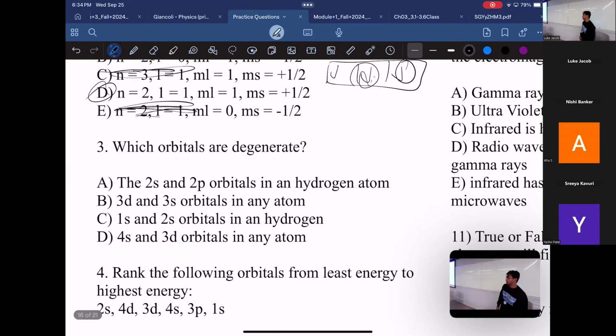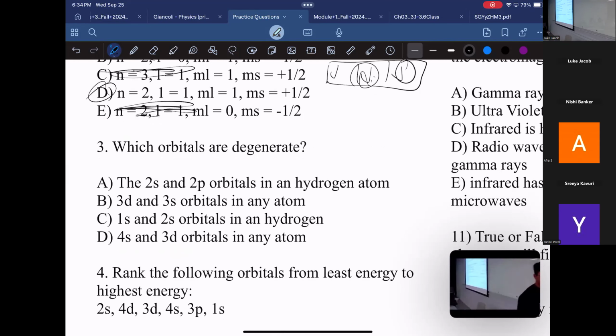What are degenerate orbitals? You guys just learned this. Does anyone have a good answer for this, or is it something you just know or you don't? The answer is A, because it's only for hydrogen atoms. For other atoms, the degenerate orbitals are literally like the 3D, all the orbitals in there are degenerate. But for hydrogen, those orbitals are degenerate.